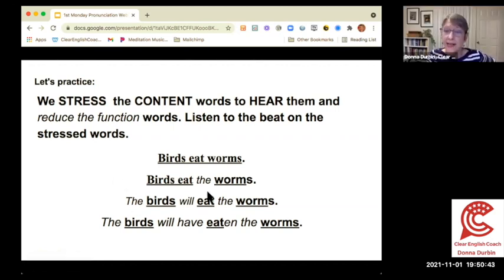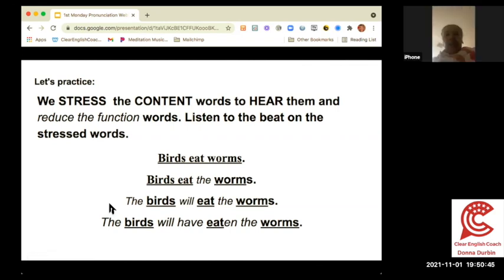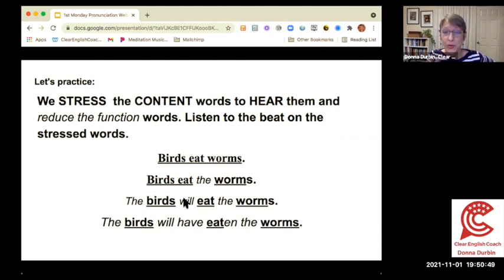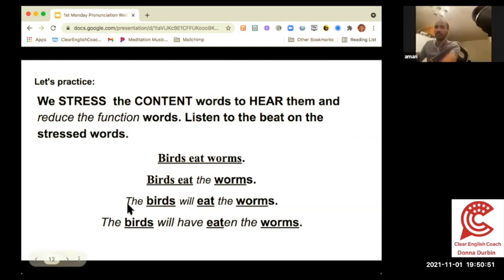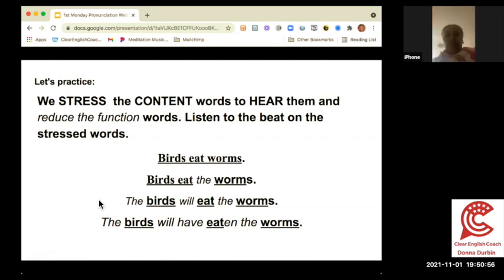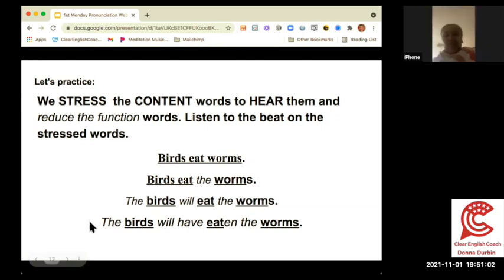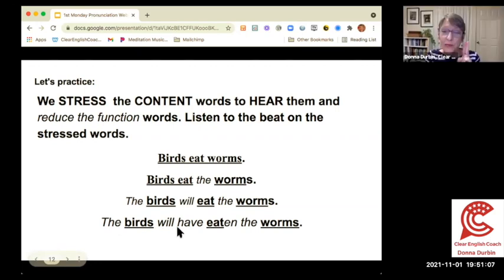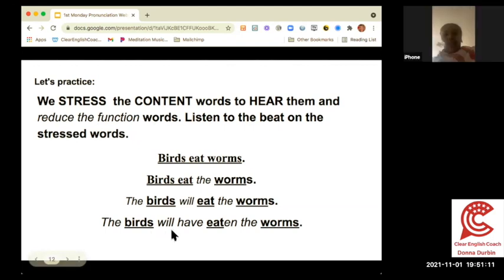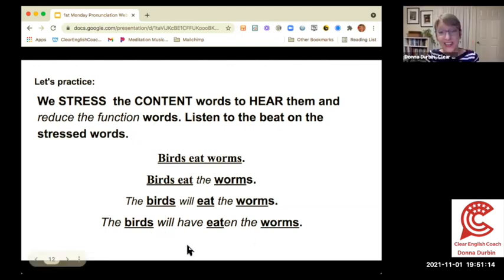The bird will eat the worms. So don't give will any importance. It's an unstressed word. The ones in italics are unstressed. The birds will eat the worms. Now this one is the birds will have eaten the worms. I'm going to repeat it. The birds will have eaten the worms. The birds will eat the worms. That's better. The birds will have eaten the worms.